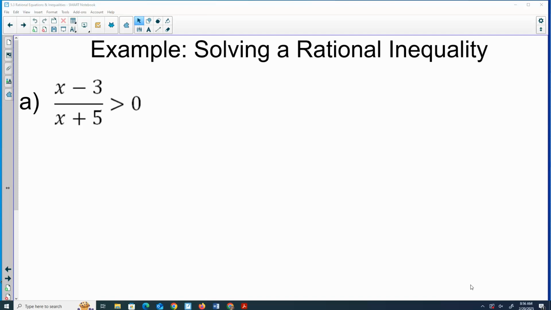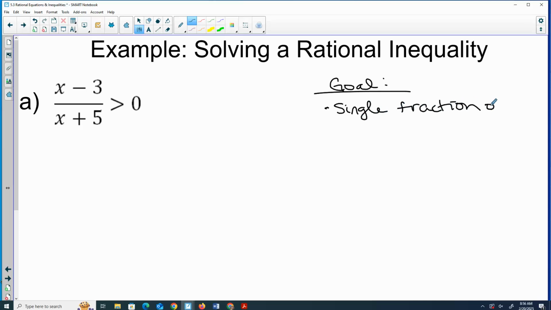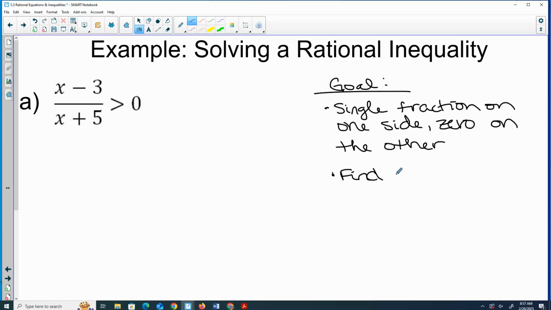So we're going to do something a little bit different. With these, our goal is going to be to get a single fraction on one side and 0 on the other. So our first problem here is set up like that. We have a fraction on one side, the other side of the inequality is 0. Then we are going to find what makes top and bottom equal to 0.